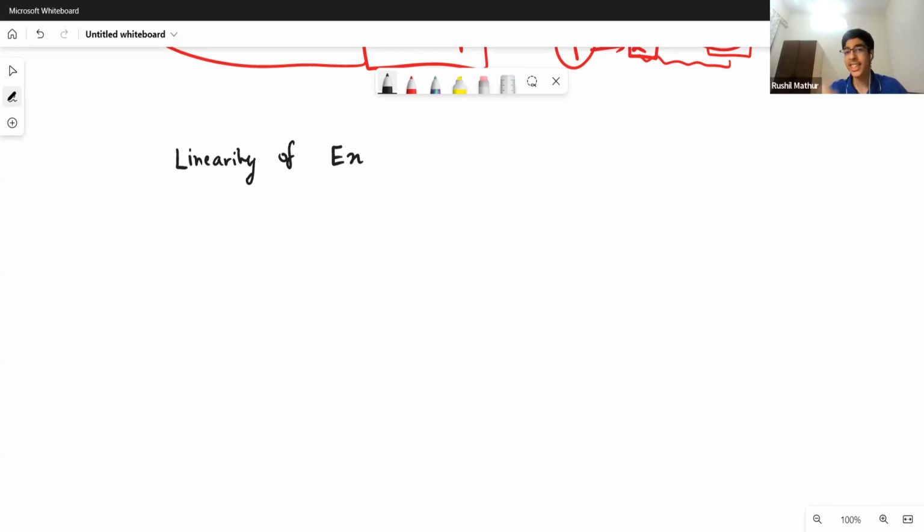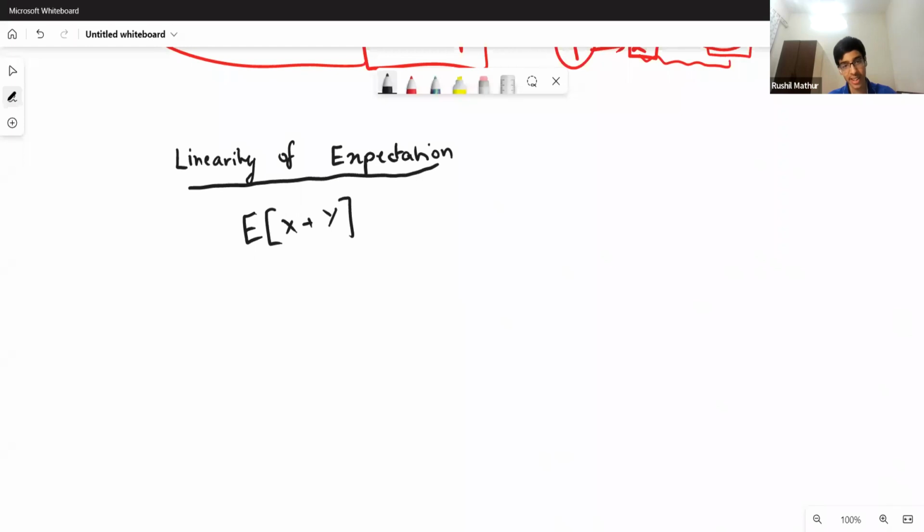So if you found the thing above kind of magical, the thing that's going to come below looks obvious, but it's not at all obvious, and we'll see why. It almost feels like cheating when you use it on questions. So linearity of expectation basically says E of X plus Y is E of X plus E of Y.